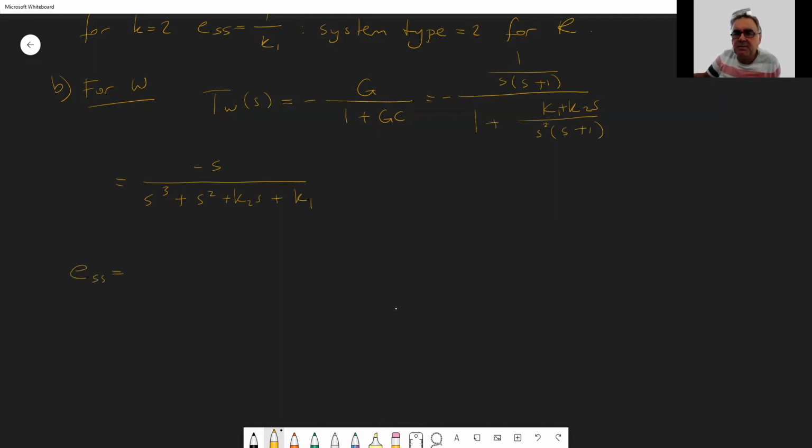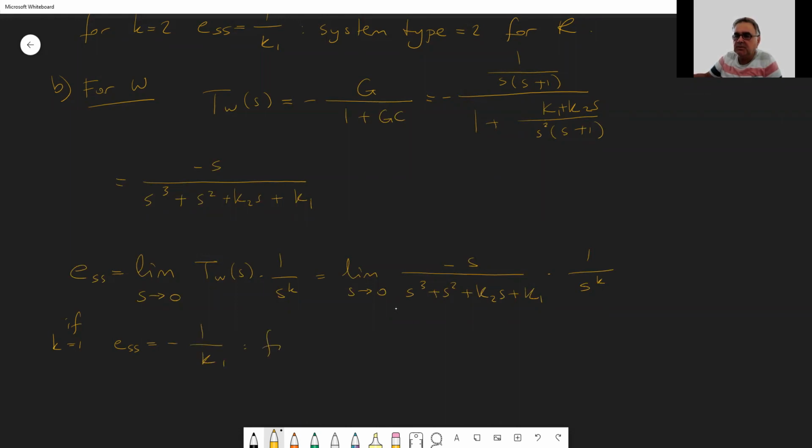Now the steady state error is the limit as s goes to 0 of TW of s times 1 over s to the k, which is the limit as s goes to 0 of s divided by (s squared plus k1 plus k2 s) times 1 over s to the k again. And you see that this s cancels, so if this s is cancelled, k should be equal to 1. If k is equal to 1, ESS would be minus 1 over k1, which is finite.